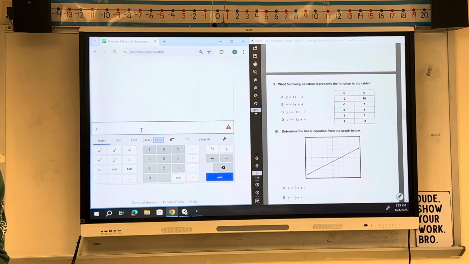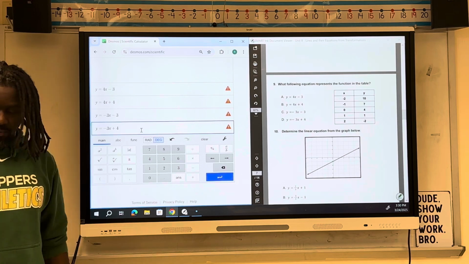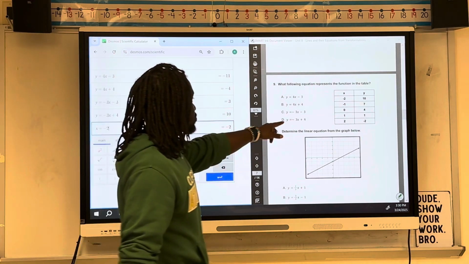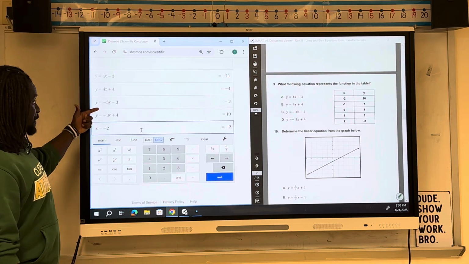So I'm going to put in y equals 4x minus 3. Then y equals 4x plus 4. Then I'm just putting in every one, y equals x minus 3. And then y equals -3x plus 4. So again, I've typed in all of my answers. Now I'm going to tell it what x equals. So now x equals -2, and when x equals -2, I'm finding which one has 10. And that is the last one, answer choice D.